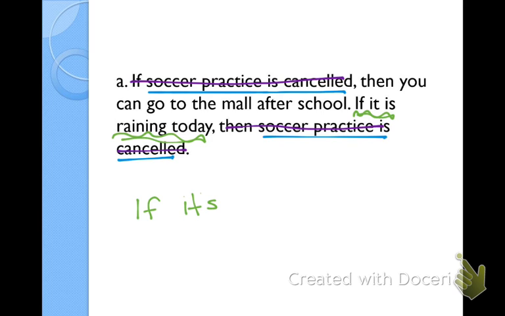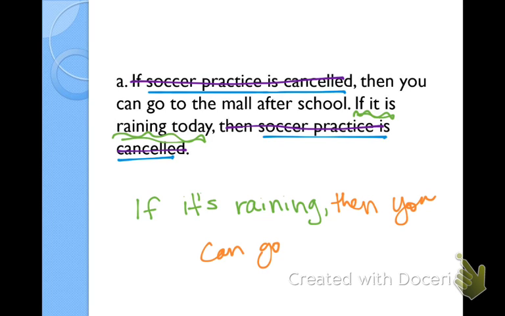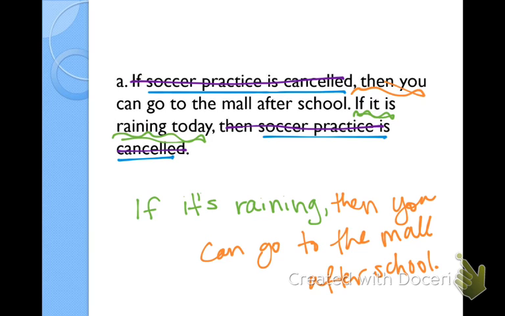If it is raining, what's my leftover conclusion? Then you can go to the mall after school. Handwriting's beautiful. It is what it is. Ta-da! So that's the law of syllogism.